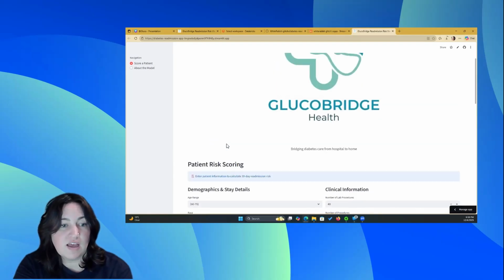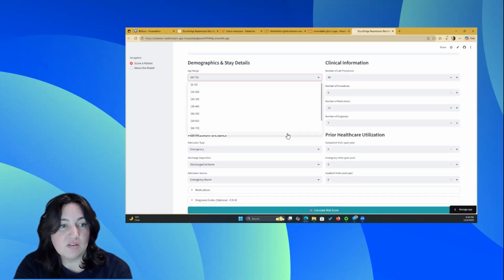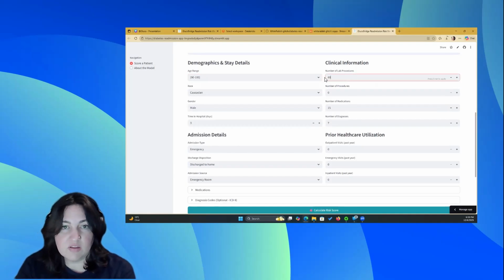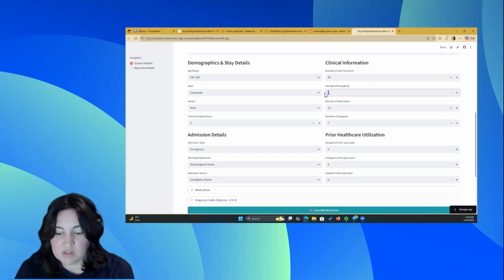So let's take a look at a patient who is going to be requiring a little bit more care here. We'll go ahead and change some of these numbers. This particular patient has been in the hospital for a while, and they are definitely not feeling well.